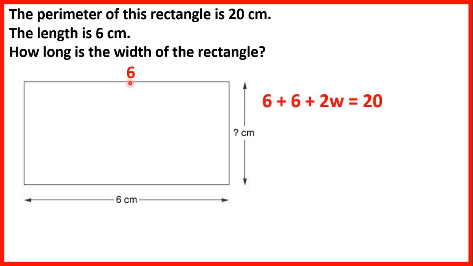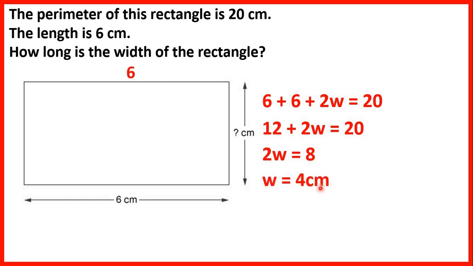So to find the perimeter, we need to add 6 plus whatever the 2 widths are. And we're told that the perimeter is 20. So 6 plus 6 is 12. So 12 plus whatever the 2 widths are has to equal 20. That means the 2 widths together must equal 8, because 12 plus 8 is 20. And if the 2 widths together equal 8, then one width must equal 4 centimeters, because half of 8 is 4, or 4 plus 4 is 8.